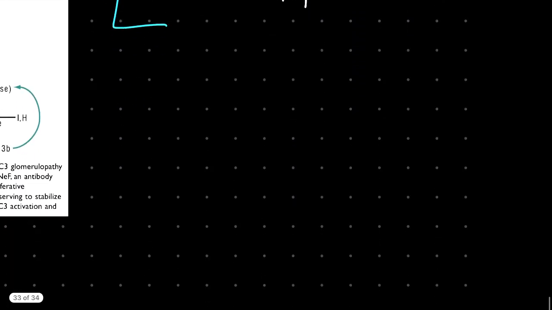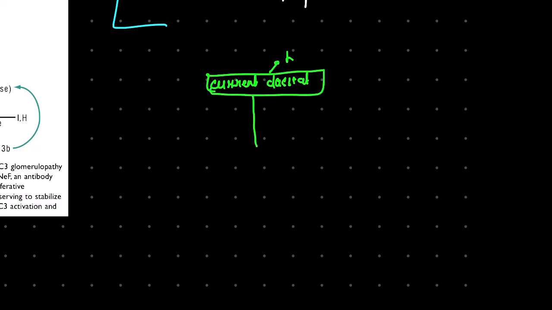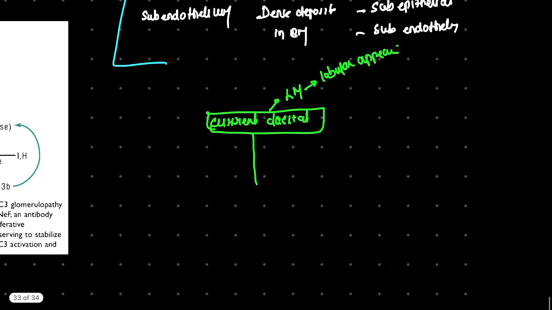But nowadays there is a separate classification. Talking about the current classification, initially we look at the light microscope, where we'll find the lobular appearance, as we have already discussed. If there is a lobular appearance, then we'll say that it is a case of membranoproliferative glomerulonephritis.